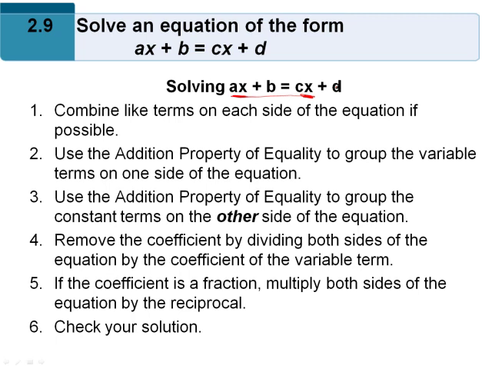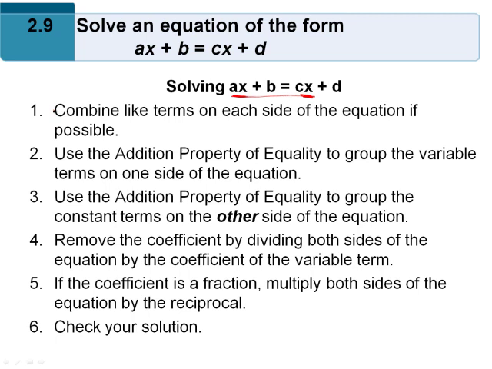Okay? So your first step is, if you have any like terms on each side, not on the two sides together, but say you have like terms on the left or like terms on the right, you combine them on their separate sides. That's the first step, if that's possible.